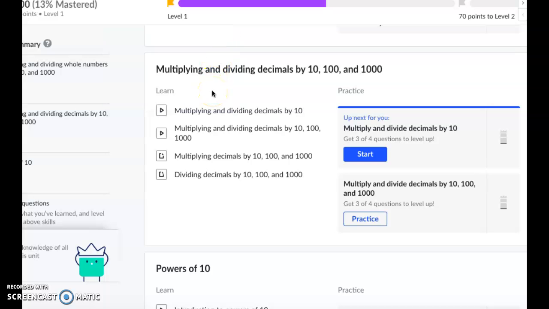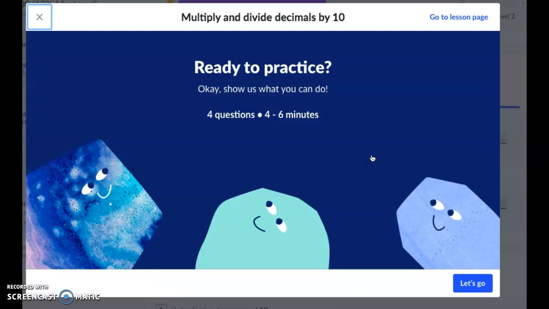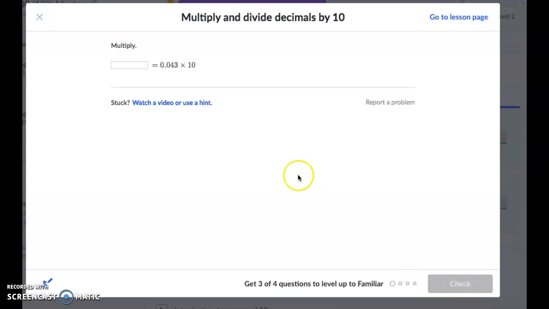This is Khan Academy, Powers of 10, and we're going to work on multiply and divide decimals by 10. So for this one, we have 0.043 and we're timesing it by 10.